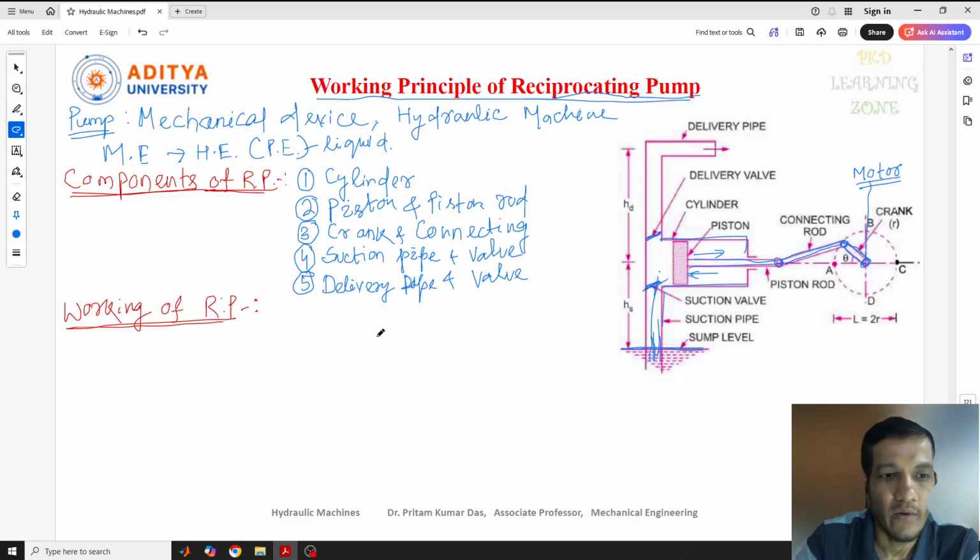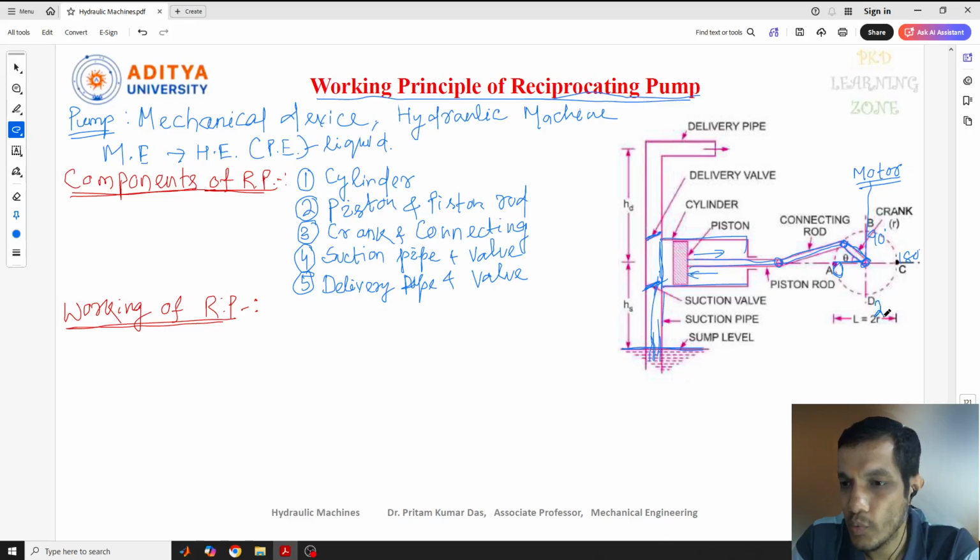Now we'll see the working. Initially, in the normal condition, the piston is at the starting point and the crank is at 0. Suppose this is 0 degree, this is 90 degree, this is 180, this is 270, and this is 360 degree. So that is the total revolution. Let's suppose the crank is in this position, 0 degree, the center point.